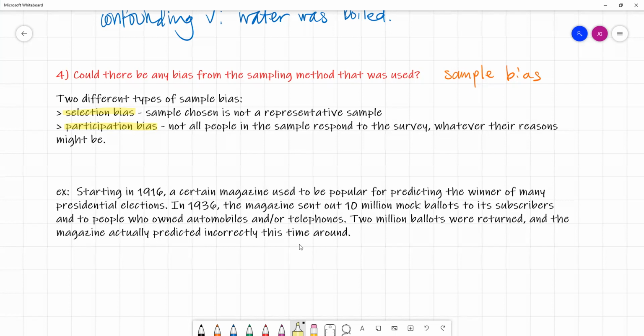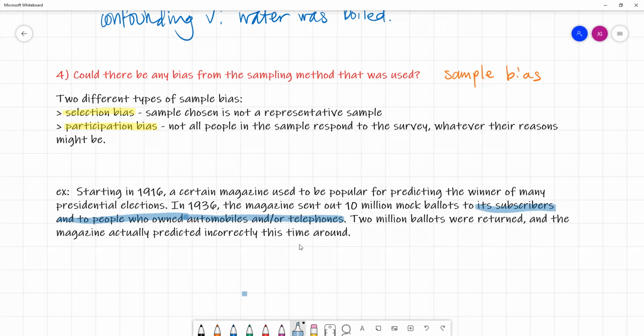So let's look for selection bias, okay? The sample chosen is not a representative sample. So I'm gonna highlight that part. Let's do, I guess, this blue color. So the part that corresponds to the selection bias would be the fact that we chose subscribers of the magazine and people who owned automobiles and/or telephones, okay? Think about the time period.